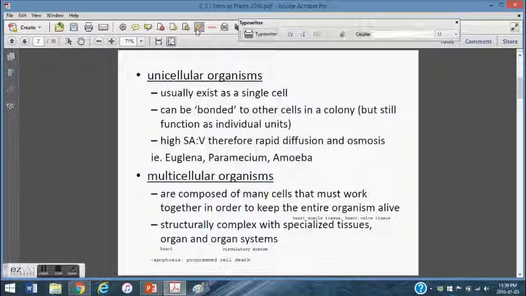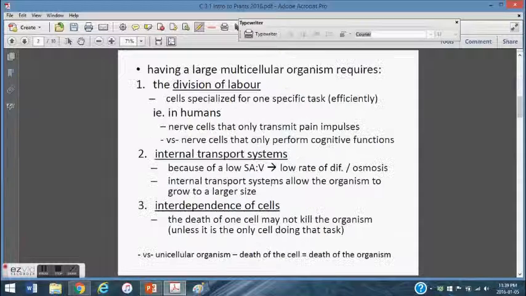Okay. Now, if you're going to have a large multicellular organism, there's lots of requirements, but there's a few of them here. First of all, the division of labor. Generally, cells are specialized for one specific task, and they do it very well. They're very efficient at their one task, but they wouldn't necessarily be good at all tasks. So, for example, in humans, not only do you have nerve cells, which are different than skin cells or heart cells or muscle cells, but you have different types of nerve cells.